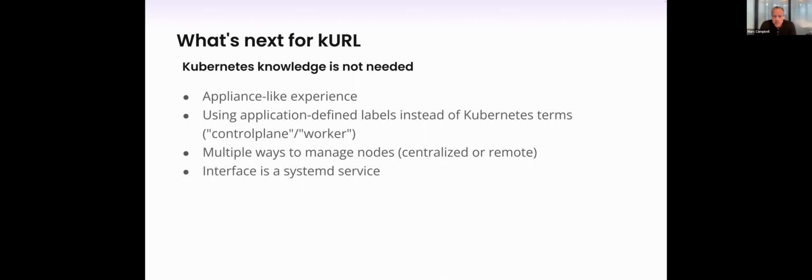Kubernetes knowledge is no longer needed. We're really focused on delivering an appliance-like experience from end to end. So instead of, is this a Kubernetes control plane, a block device that I need to bring in, or a worker node, we're focused on delivering application-defined labels. Maybe this is a job runner. You define what those labels are, and those translate into labels that go on nodes and workloads to run it.